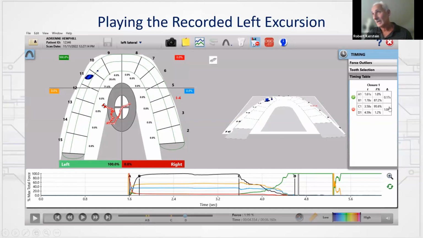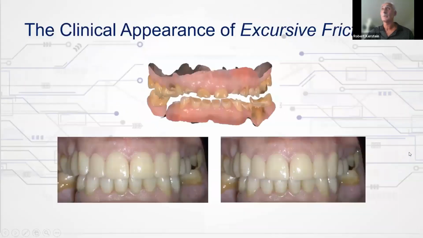And then things like the timing table showing you the disclusion time, for example, is based on, is the C line in the right place? Is the D line in the right place? Those are skills we went over in the graph webinar, and they apply to managing excursive diagnosis, right? Very important.